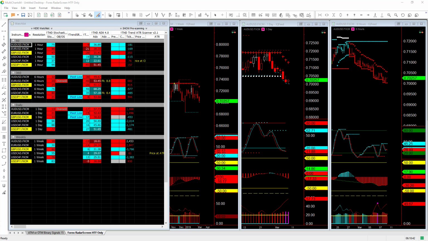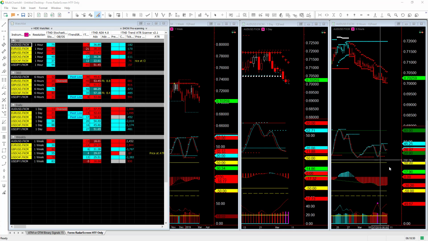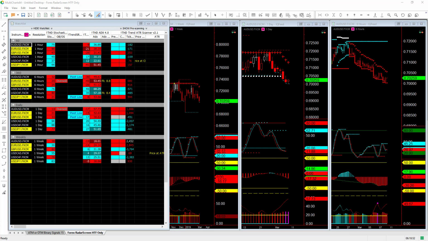We have some really interesting patterns coming in on the higher time frames. So I wanted to go through those real quick. And I'm going to start with the Aussie dollar.